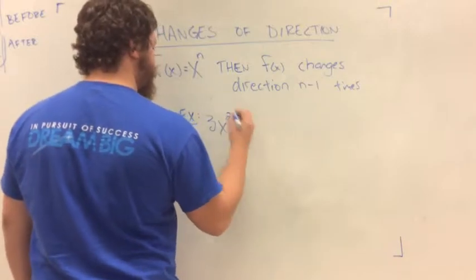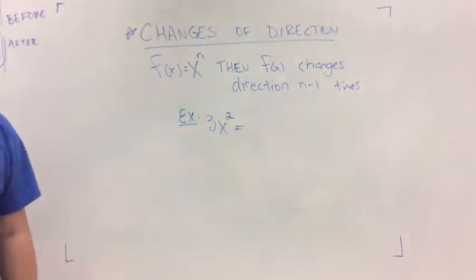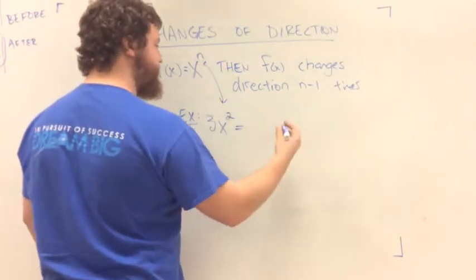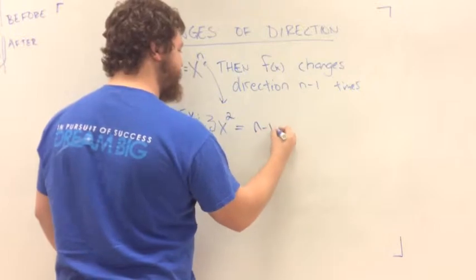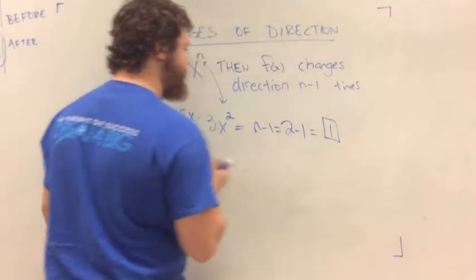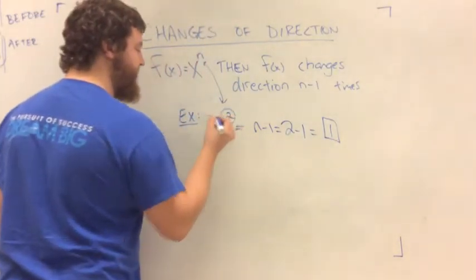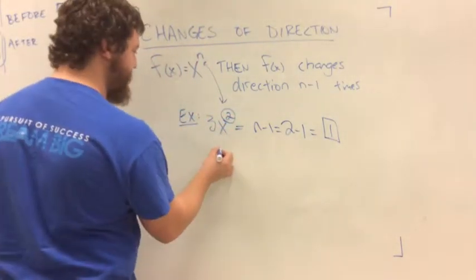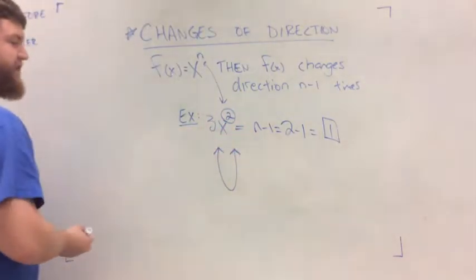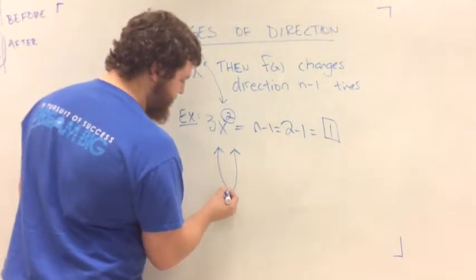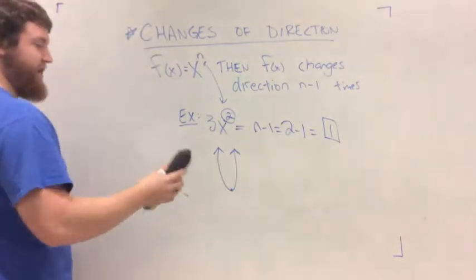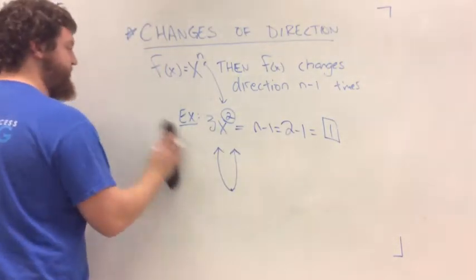So if I have 3x squared, how many times does that change direction? Well, where's my n? That's my n, right? And it changes direction n minus 1, so my n is 2, so 2 minus 1, it changes 1 time, which makes sense. This would be a quadratic. What does a quadratic look like? It looks like a U, right? So how many times did I change direction? Well, I went down, and then I changed direction about right there, started heading up. That's how I changed direction 1 time. So that's what the quadratic would look like.